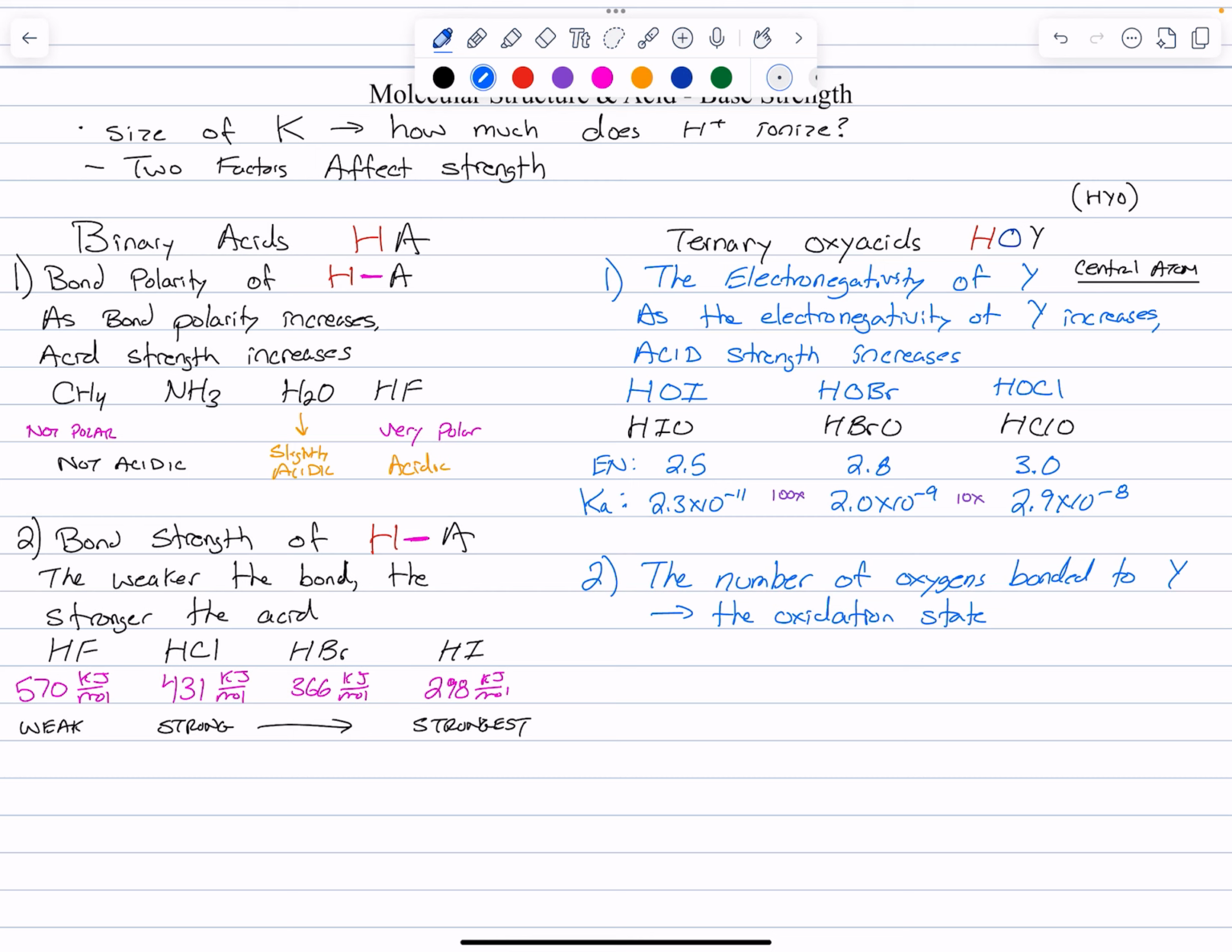All right, so for example, what we need to know is that more oxygens equals more acidic. And so we'll just take the chlorine oxyanions: hypochlorous acid, chlorous acid, chloric acid, and perchloric acid. All right, the oxidation states: +1, +3, +5, +7.